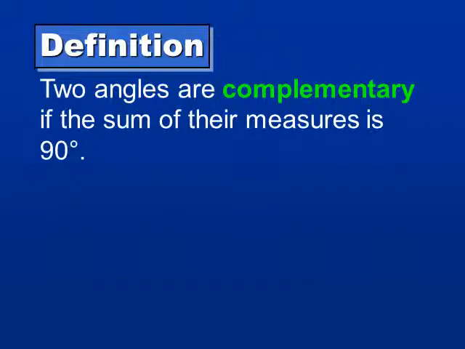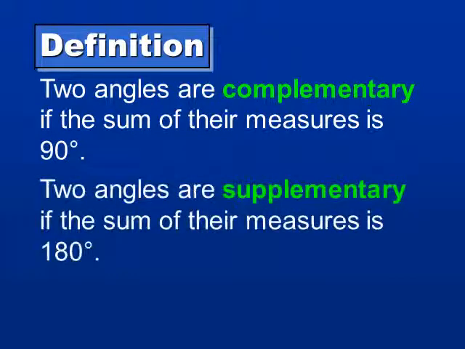So two angles that are complementary, you know this word from previous math classes. It just means the sum of their measures is 90, and then you have supplementary, which the angles sum up to 180. Now, I want you to pay special attention that the definitions of complementary and supplementary have nothing to do with them being adjacent.